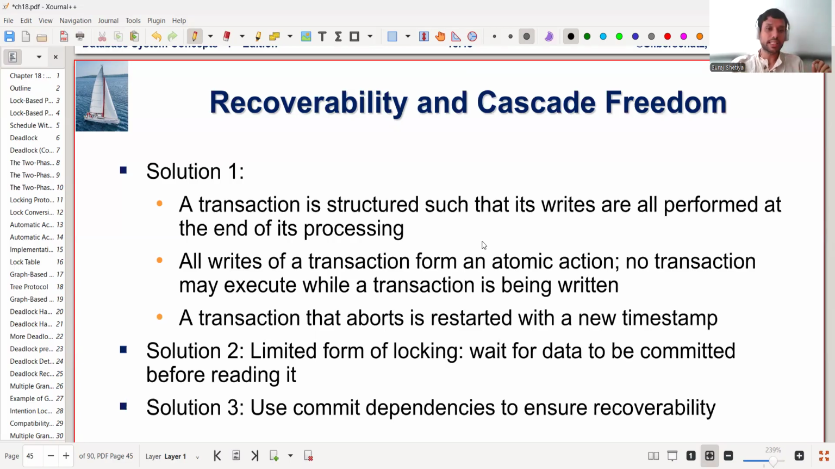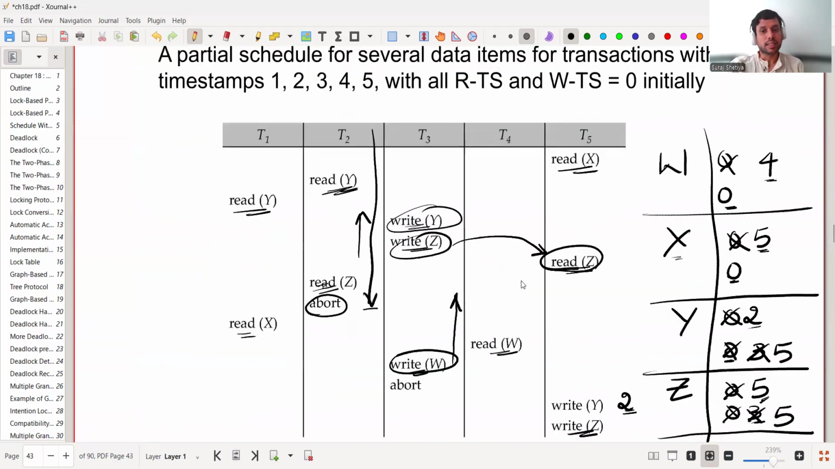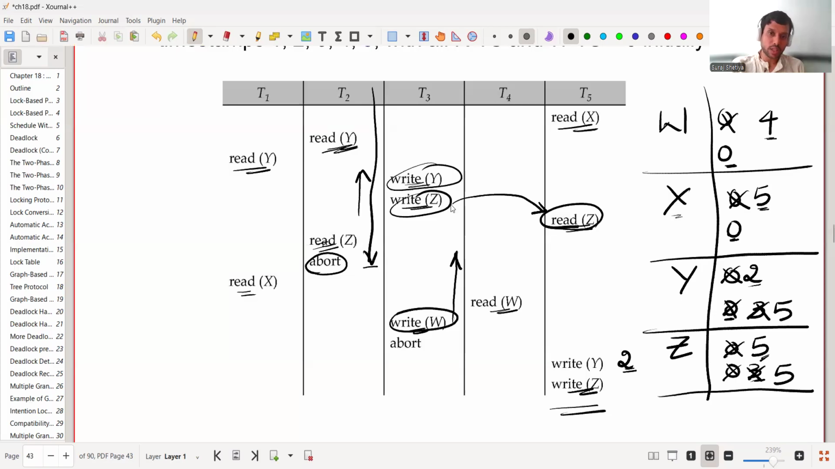Now let's start with solution 3, because I think some of you were in the class and we did discuss this point briefly when we were speaking about timestamp-based protocols. One simple idea is that you note down what all transactions each transaction has read from. For example, T5 did read from T3. So you update T3 as a dependence for T5. Only if T3 successfully completes its execution will I commit T5.